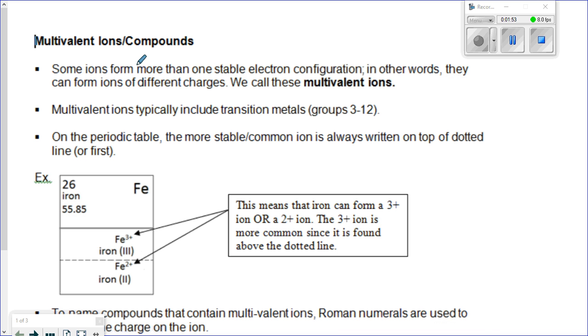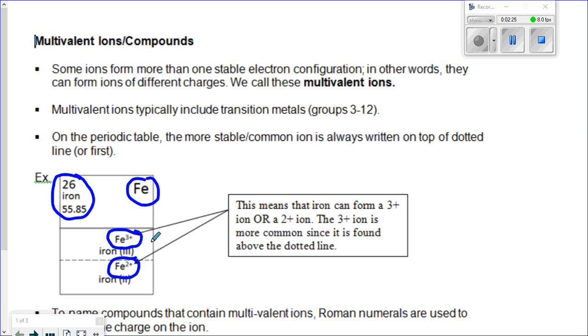Iron is atomic number 26. It's kind of in the middle, in group 8. So iron, 26. We've already learned about all of this stuff. We know what all of this is, but we see down here there are 2 different charges that iron can form. It means that iron can form a 3 positive or a 2 positive ion.